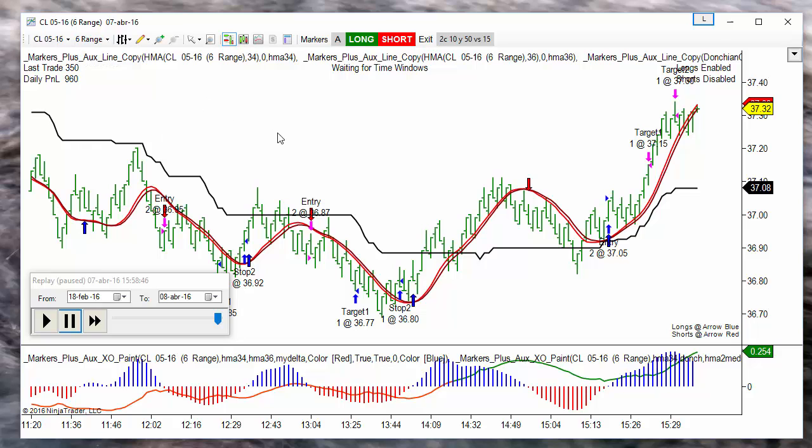But if you want to try this setup manually, it is very simple. Just use two HMAs, very fast. I suggest using a very fast HMA with a very similar period to each other, and only taking the signals when they happen over the median line for a long or below the median line for a short. You can adjust the parameters. You only need 3 parameters: the period of the two HMAs and the length of the Donchian channel.